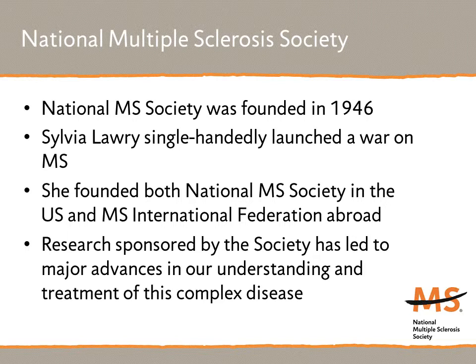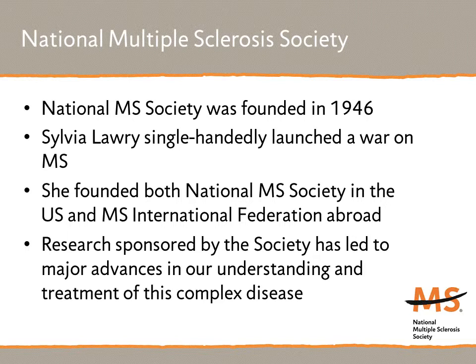The National MS Society was started by an amazing volunteer. Sylvia Lowry single-handedly launched this war on MS. After her brother Bernard was diagnosed, she put an ad in the New York Times asking for anyone with information about treatment options to come forward. Many people responded, but instead of treatment options, they had similar questions and a desire to do something about MS.